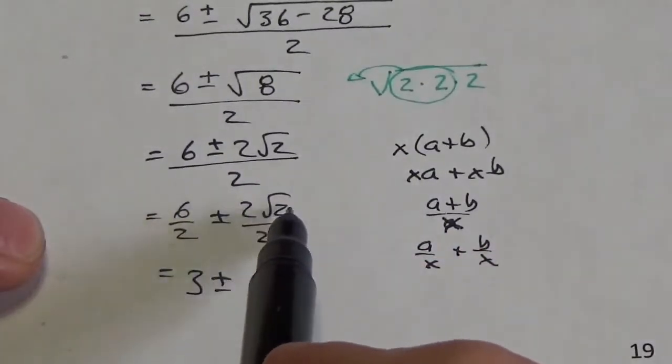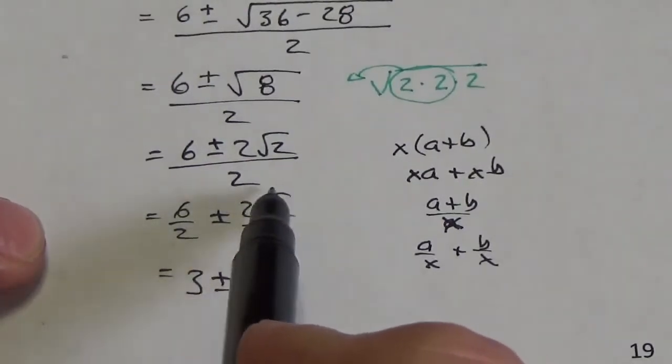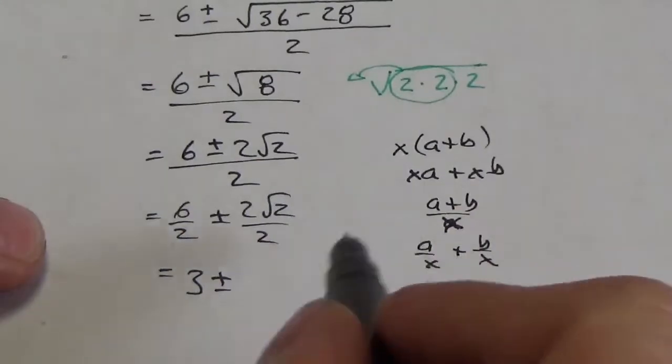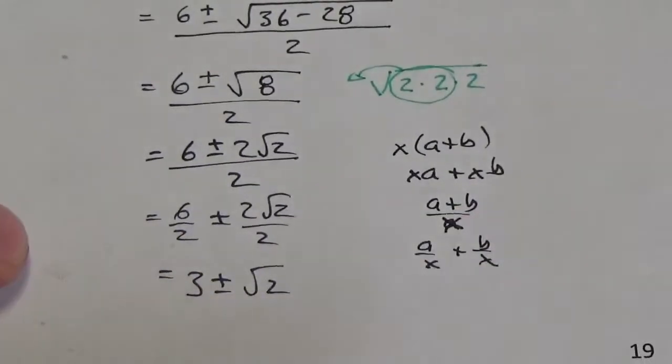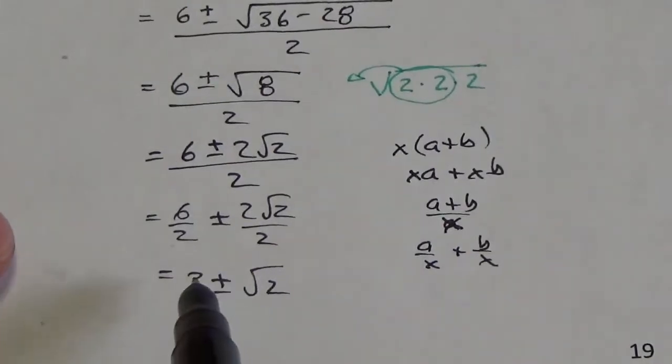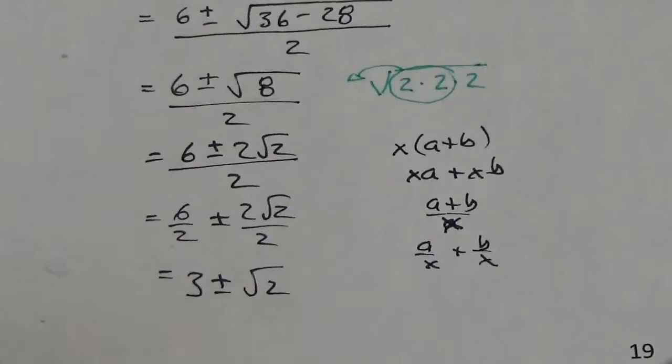And 2 root 2 over 2, well, these 2's cancel. Now, not the one under the square root. That's not a 2. That is the square root of 2, so that's not going to cancel. But the 2's will. And so I'm left with a result of 3 plus or minus root 2. So that means 3 plus root 2 and 3 minus root 2. Those are both the solutions to this problem.